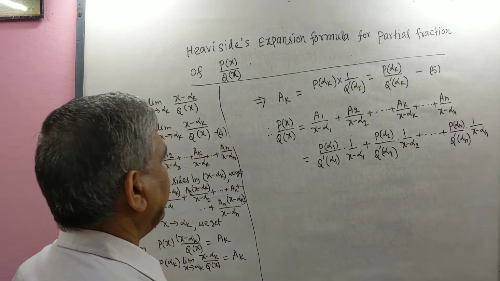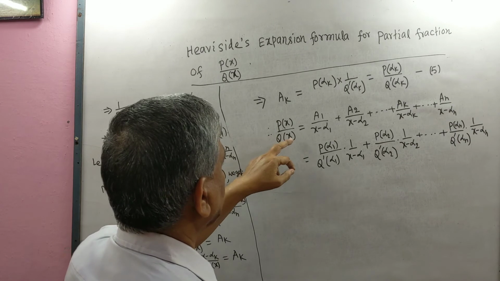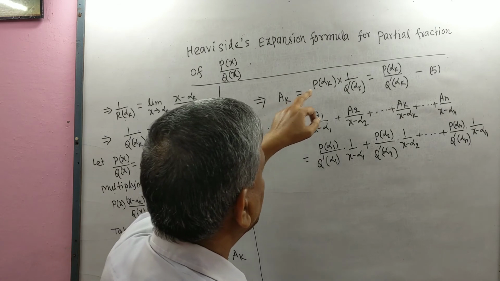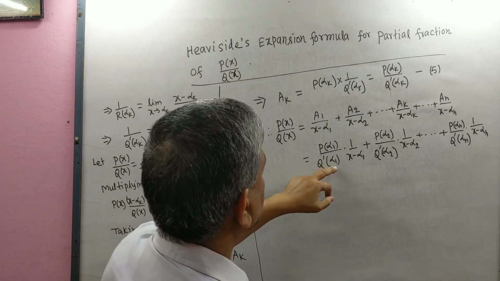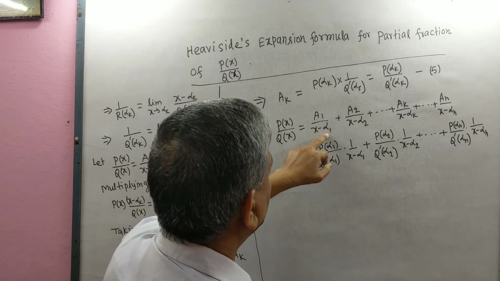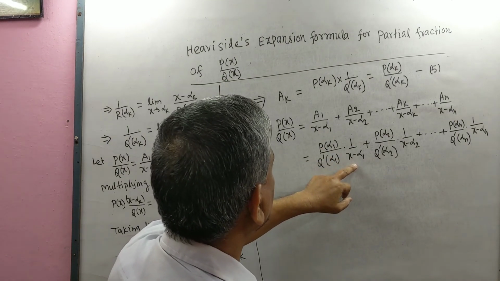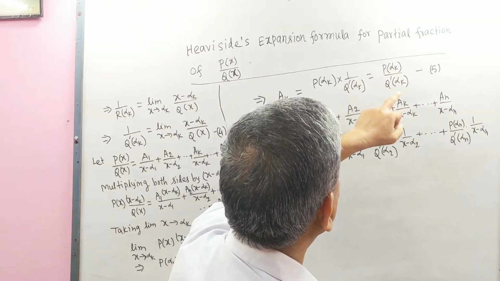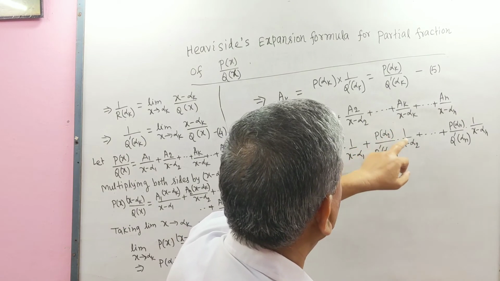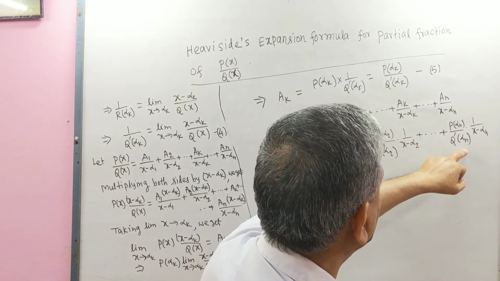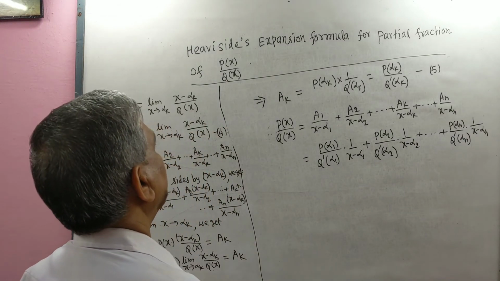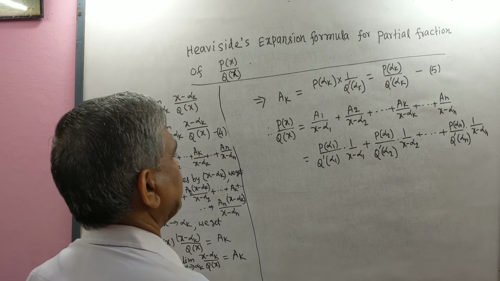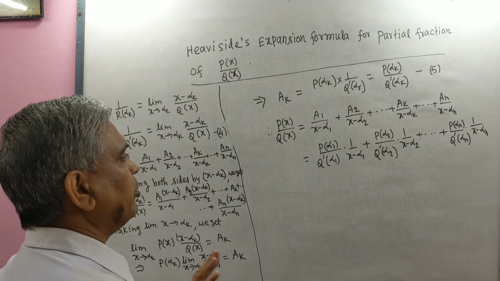So we may write P(x)/Q(x) equal to a1 by x minus alpha 1. In place of a1 we write P(alpha 1) by Q dash alpha 1 into 1 by x minus alpha 1. Similarly, in place of a2 we write P(alpha 2) by Q dash alpha 2, 1 by x minus alpha 2. Similarly the nth term. This is the formula for the partial fraction, the Heaviside expansion formula. This is a very important formula.